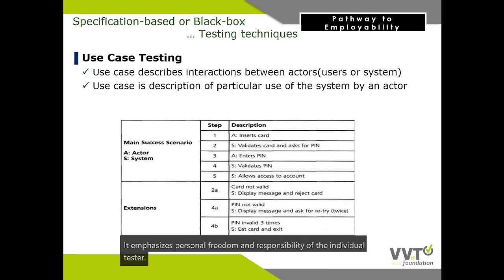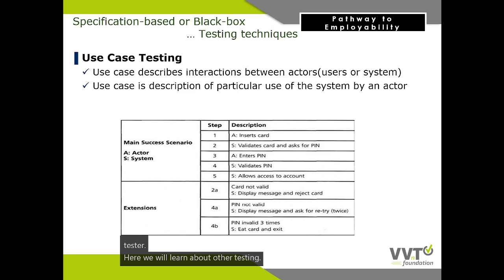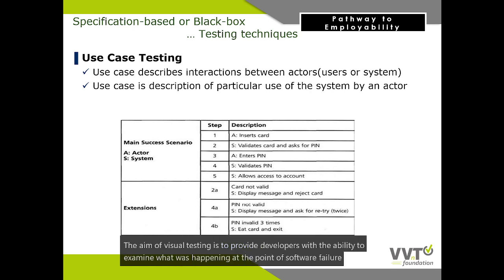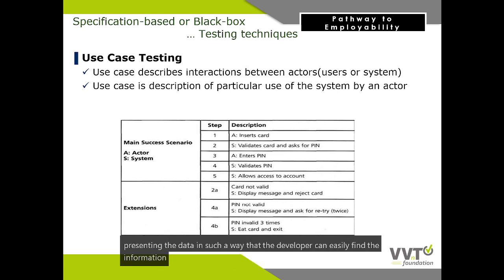Here we will learn about other testing. Visual testing. The aim of visual testing is to provide developers with the ability to examine what was happening at the point of software failure by presenting the data in such a way that the developer can easily find the information she or he requires, and the information is expressed clearly.